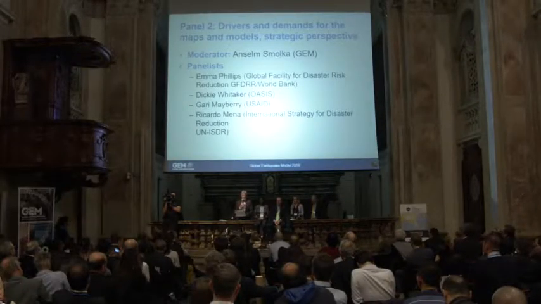we have here a distinguished panel with two representatives from working actively for such global initiatives. First one is Emma Phillips from the Global Facility for Disaster Risk Reduction of the World Bank. And as a GFDR, Emma is in charge of several projects and initiatives, like the Understanding Risk Initiative, the Challenge Fund, which is co-financed by DFID, and she is also in charge of open data, of an open data strategy for disaster resilience. And so there are quite obvious interfaces with GEM.